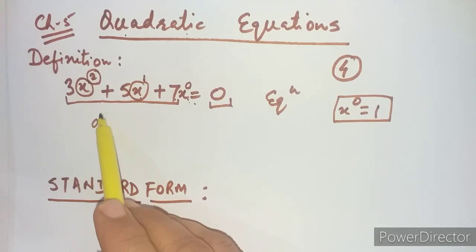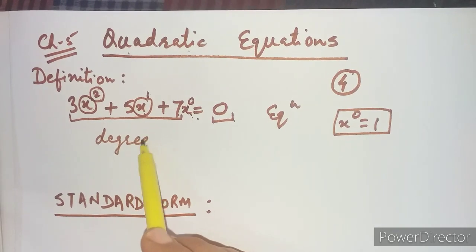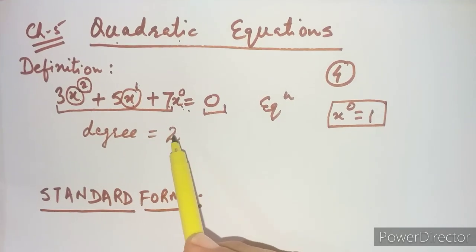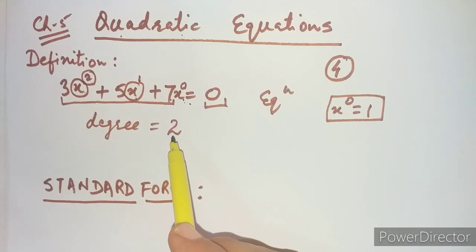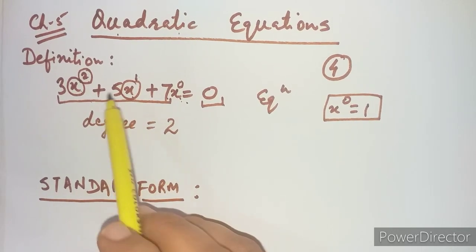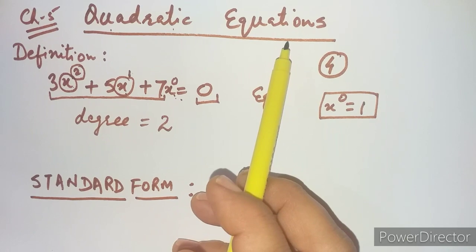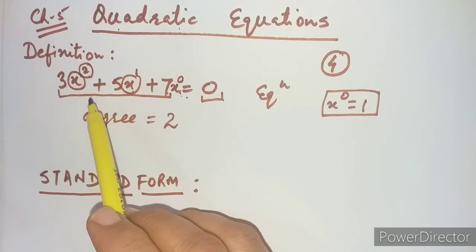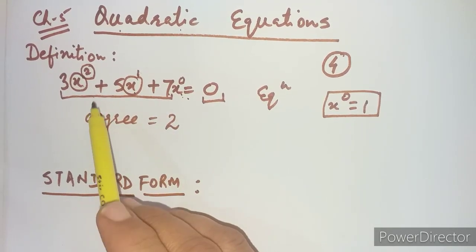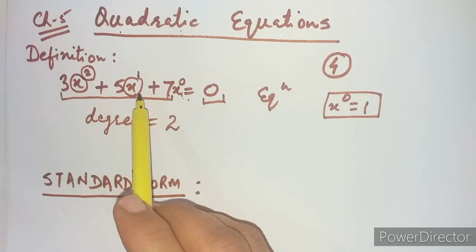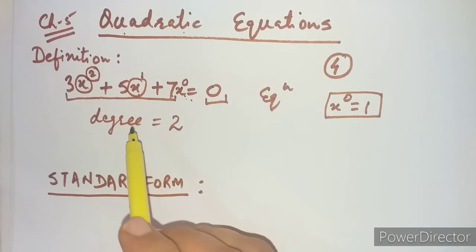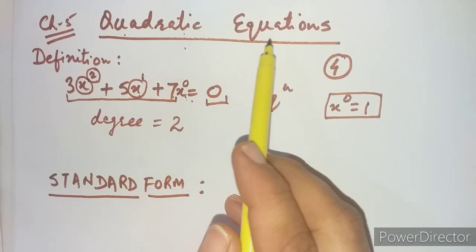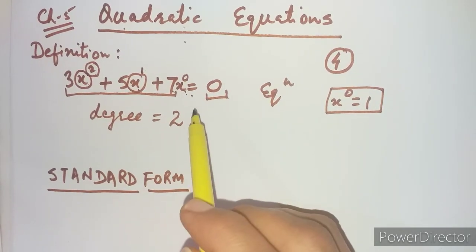And what is the name for that highest power? It is called a degree. So the degree of this equation is 2. Therefore, this is called a quadratic equation. So the simple definition of a quadratic equation is: an equation in one variable in which the highest power of the variable is 2 is known as a quadratic equation. This was our definition part.